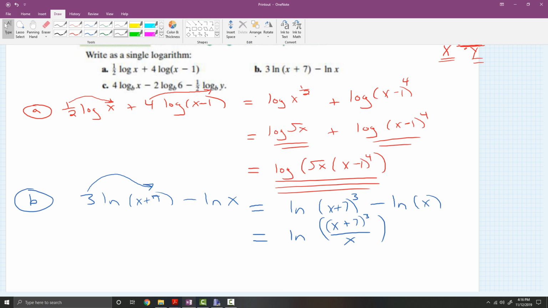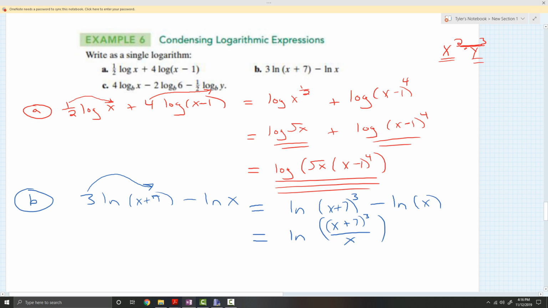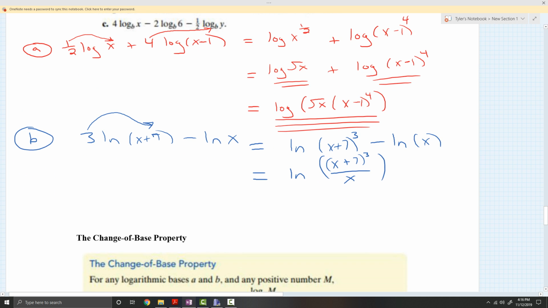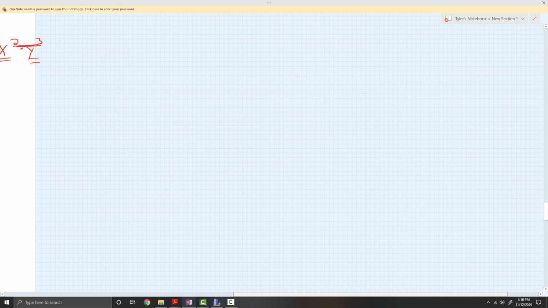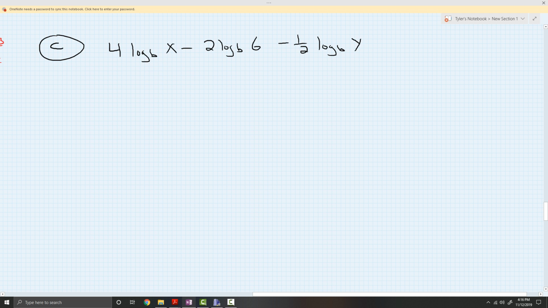So let me grab another color. Choose black. I'm running out of space on the page here, so let me just go over to the right. So this is part C. We have 4 log base b of x minus 2 log base b of 6 minus 1/2 log base b of y.